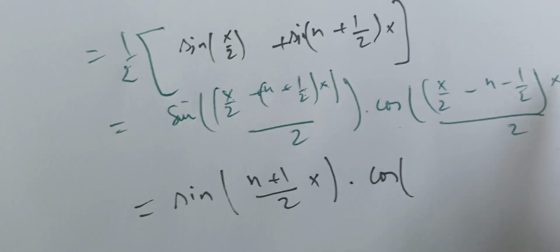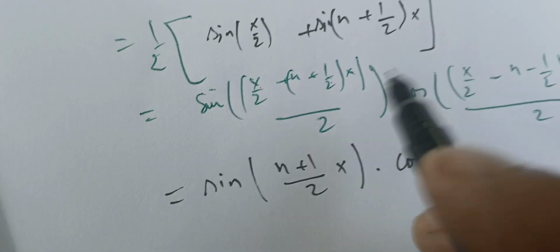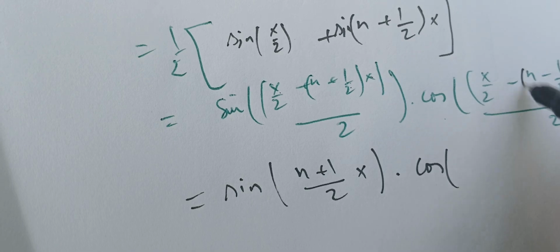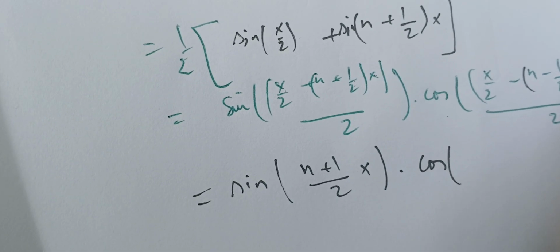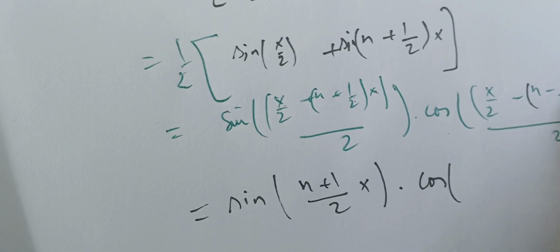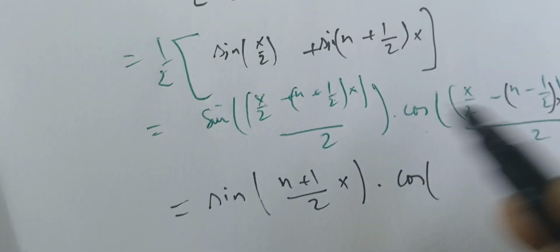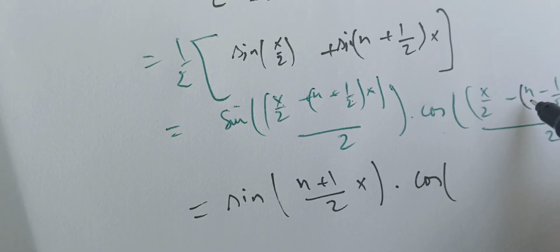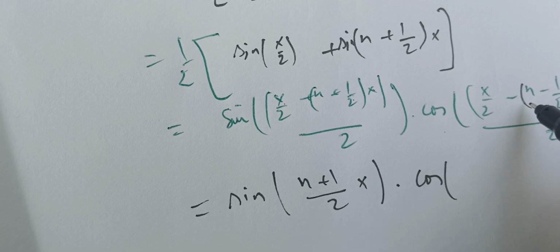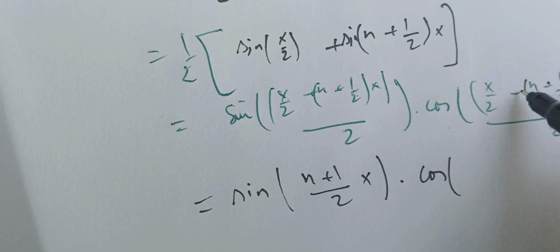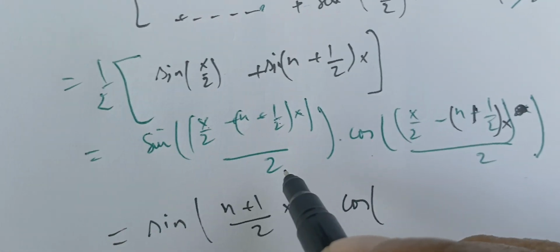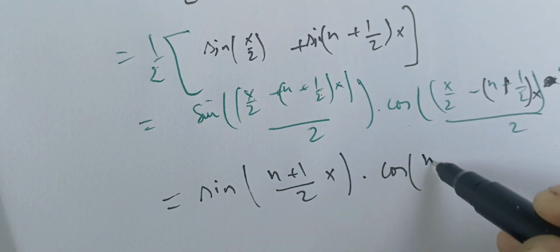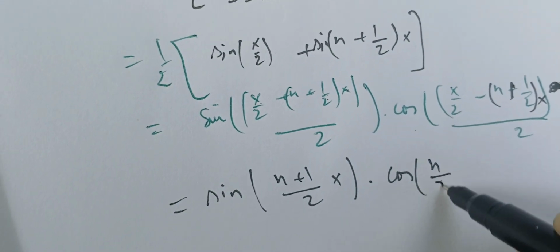This x over 2 will go with 1/2. Okay, I should not put this one, I should put this one here. So if I do it here, it's like multiplying everything here. And if I put this one here, I should put plus here. Therefore I have here n over 2 x.